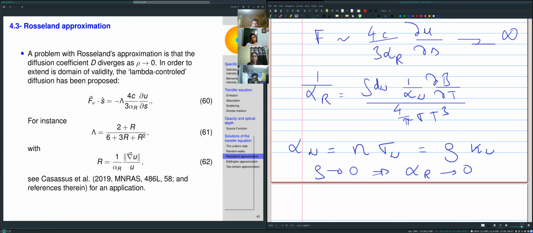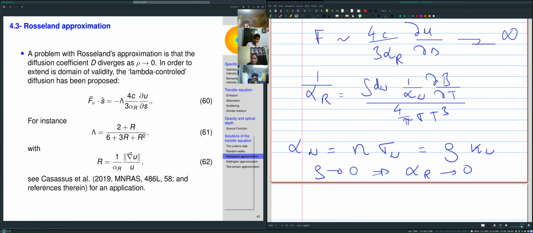We use the same expression as the radiation Rosseland approximation, but we correct it by a factor of lambda, which is a complicated function of, in the end, the gradient of the energy density normalized by the energy density itself.